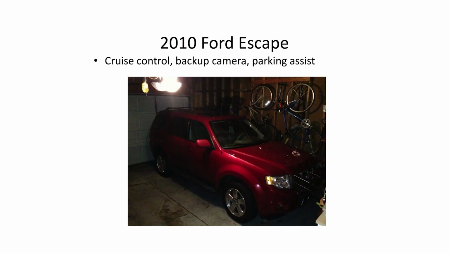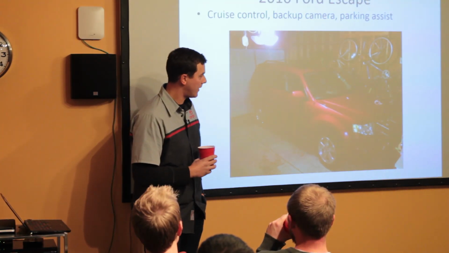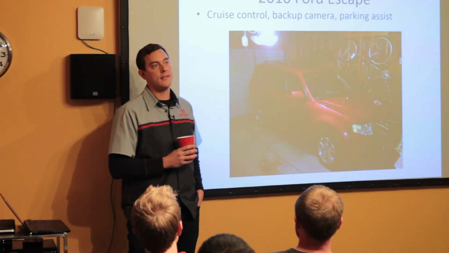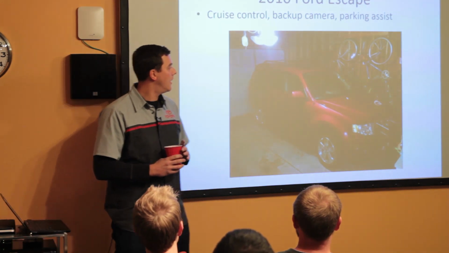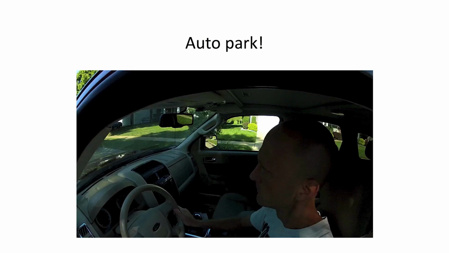Well, let's talk about the cars. First one was a 2010 Ford Escape. Again, we looked for a car that had things like cruise control. The car could park itself. It had backup cameras. Generally a fair amount of tech for the Ford of that era, and the Escape as well. For example, this is how auto park generally works.